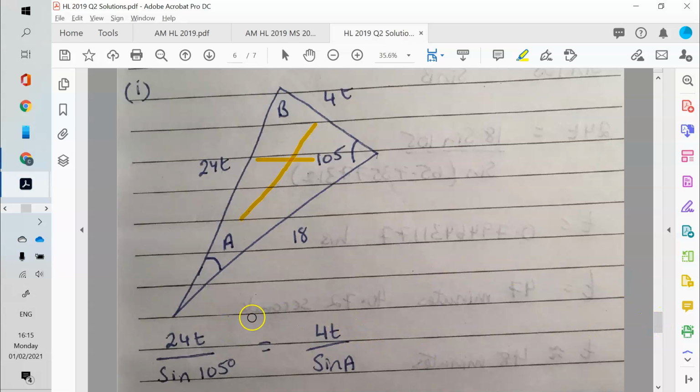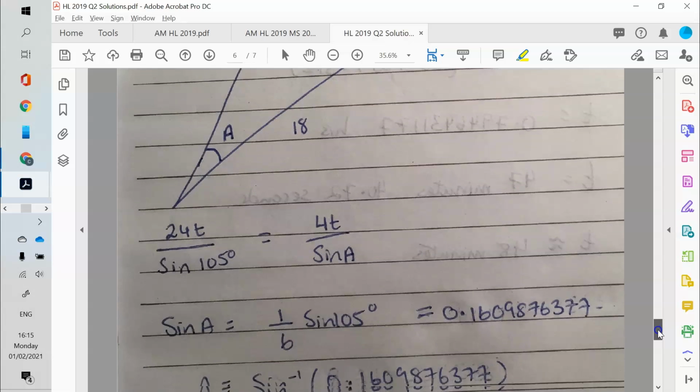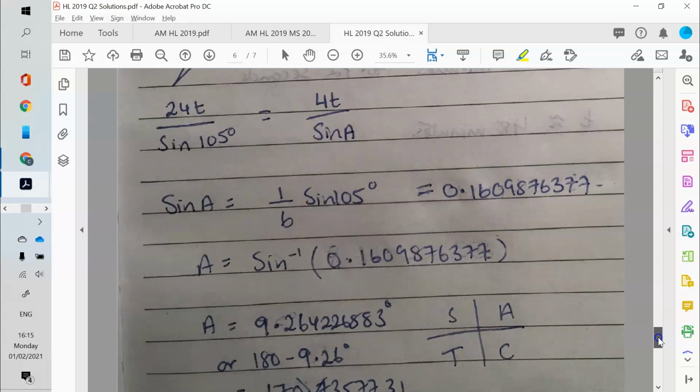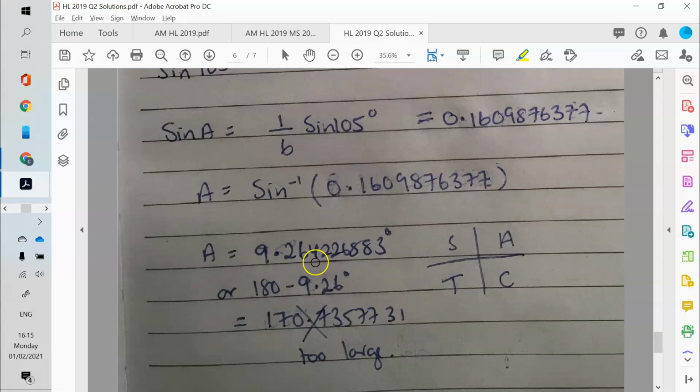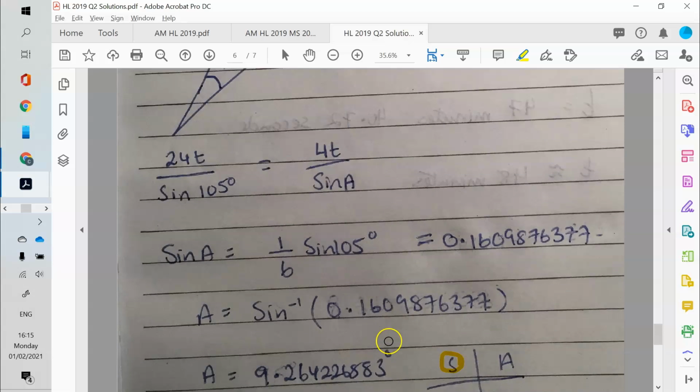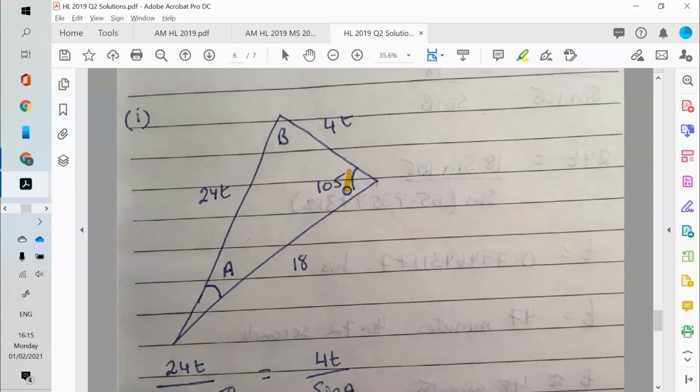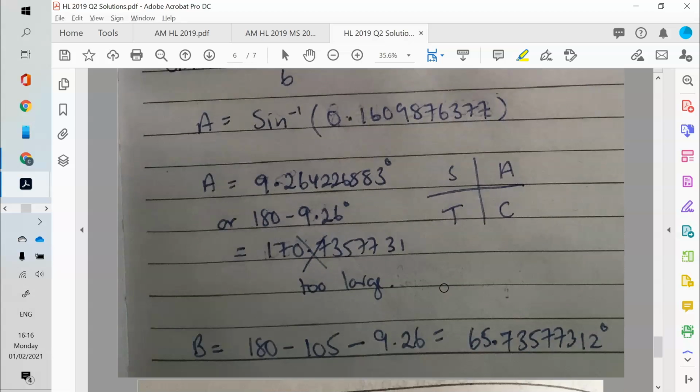So the t's will cancel, which is what we're looking for, so that we're left with one unknown, which is A. So if we solve this equation, we will get A is 9.26 degrees, or remembering that there is a second solution in the second quadrant because sine is positive there, we'll get an angle of 170 degrees. But of course, we've already got an angle of 105 degrees in this triangle, so it is impossible that we could have a second angle which is 170. So we can discount that possibility.